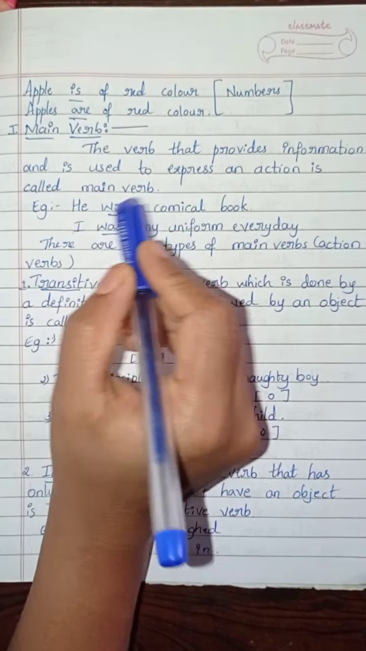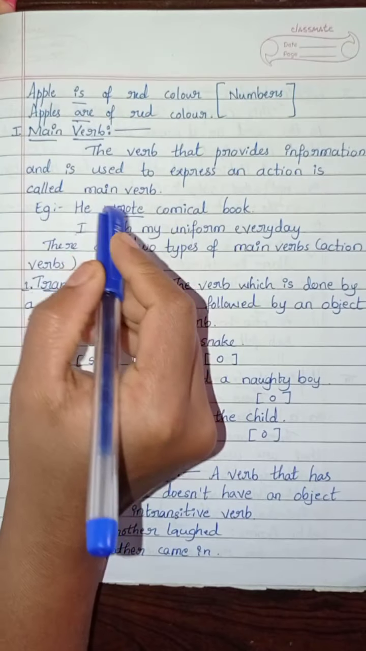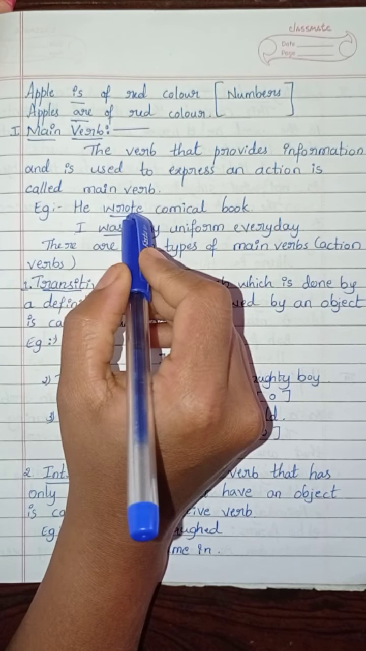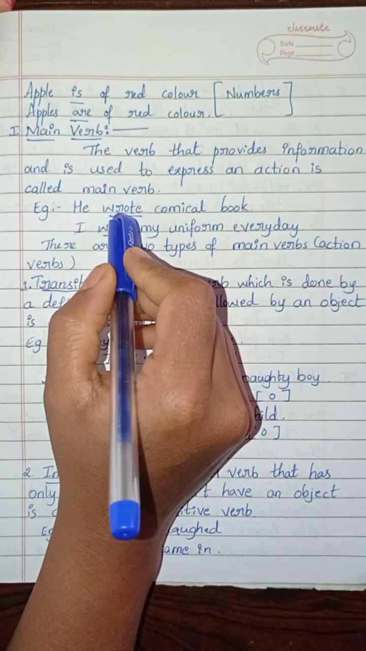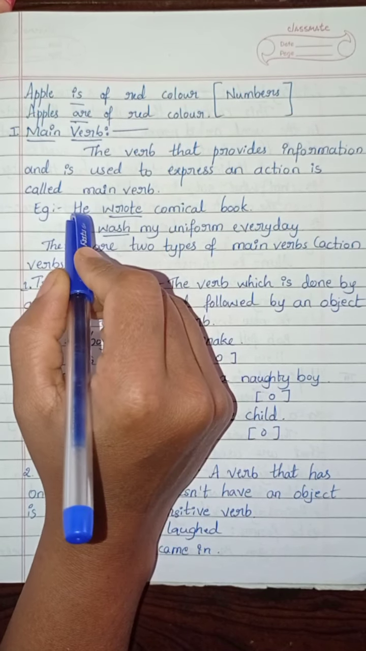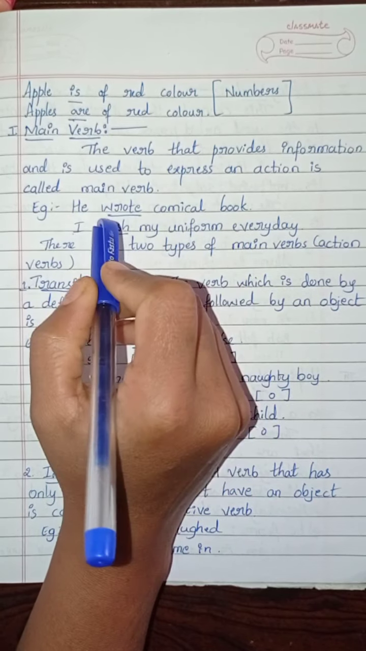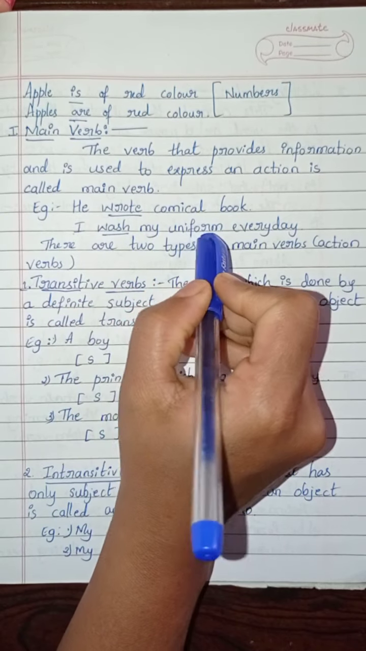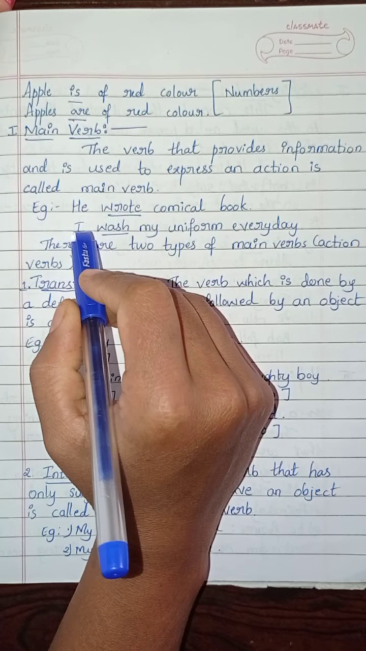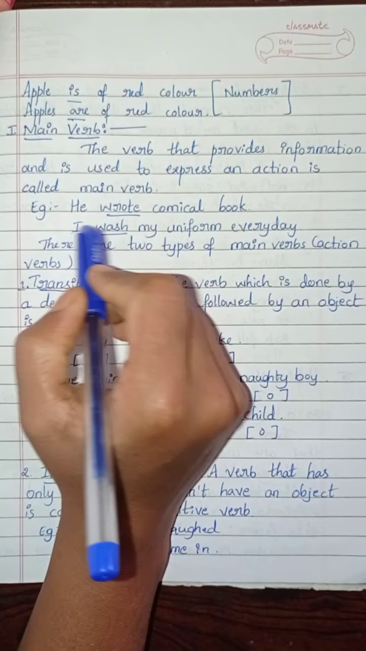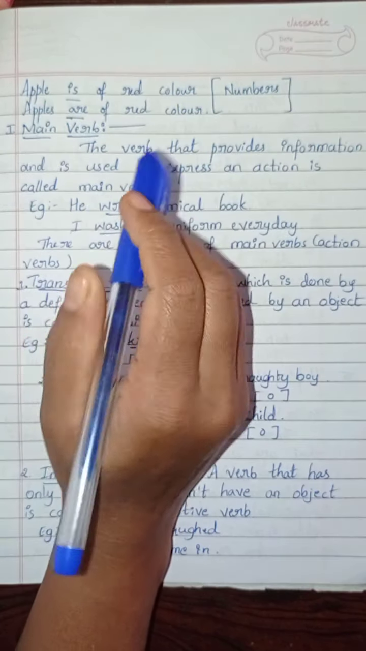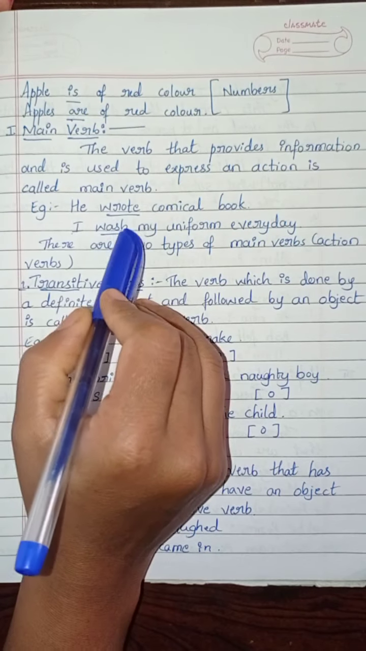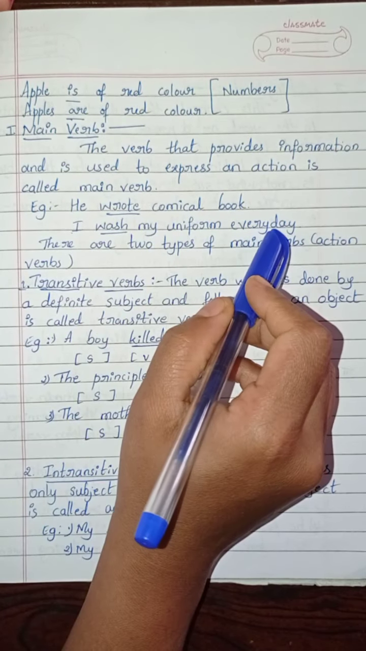For example, I wrote a comic book. Can you guess what the verb is here? Yes, students. Here the verb is describing, explaining, expressing something about the subject. He wrote a comic book. What was he doing? He wrote a comic book. I wash my uniform every day. What am I doing? Wash. It is the action word. This is the main verb here. I wash my uniform every day.